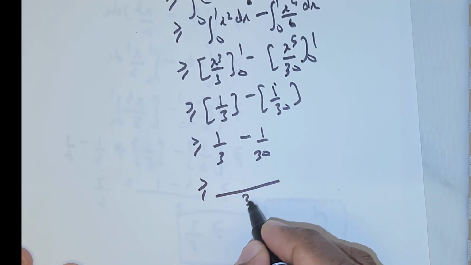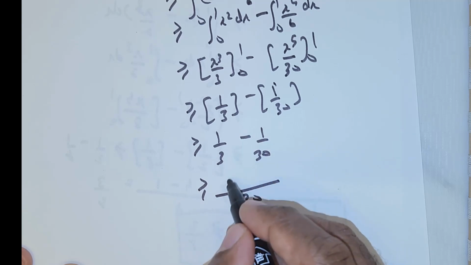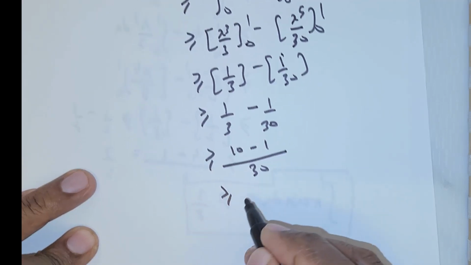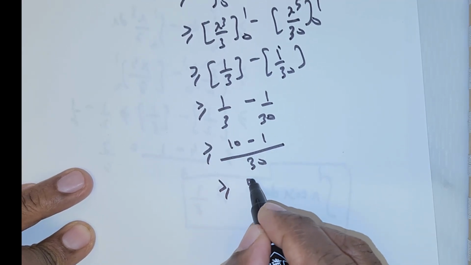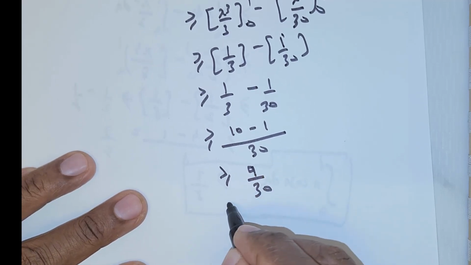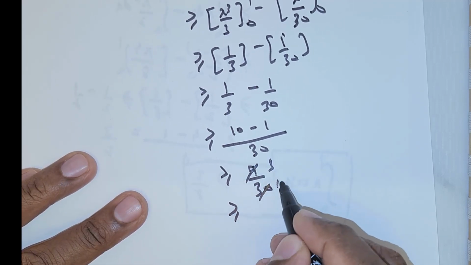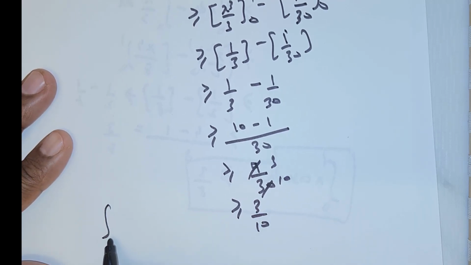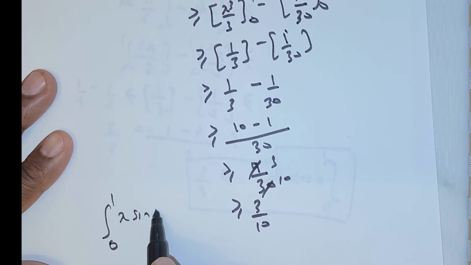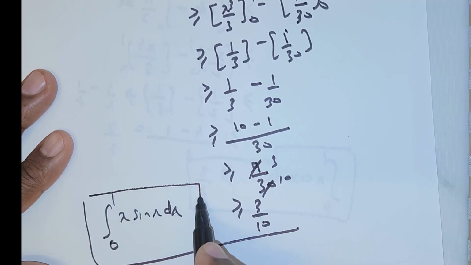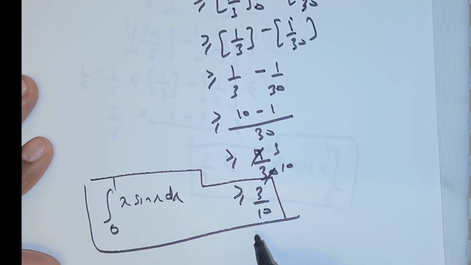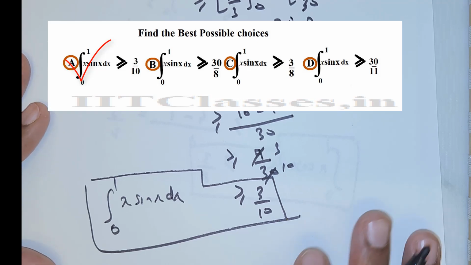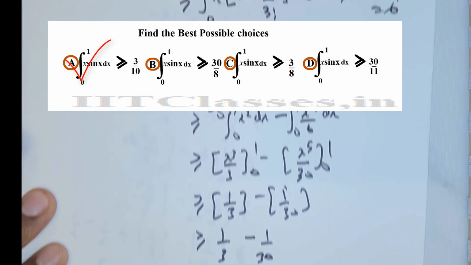This is greater than or equal to, the LCM between 3 and 30 is 30. 3 divides 30 10 times, so you have a 10 there. 30 divides 30 1 time, so you got a 1 there. This is greater than or equal to 10 minus 1, which gives me 9 over 30. Now 3 divides here, 3 times 3 divides here 10 times, so this is 3 over 10. So this means on the left hand side I got the integral 0 to 1 x times sin x dx. So this is the relationship that connects the integral with limits 0 to 1 to a numeric quantity, 3 over 10. So that is the final solution, and this is the choice that you need to tick.